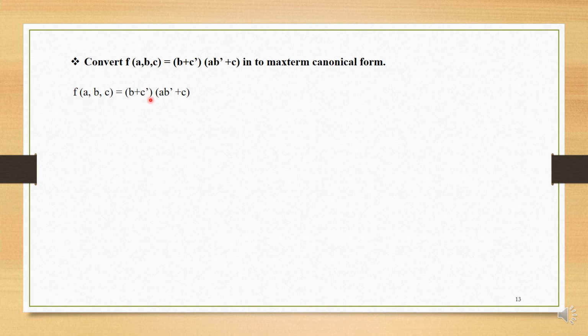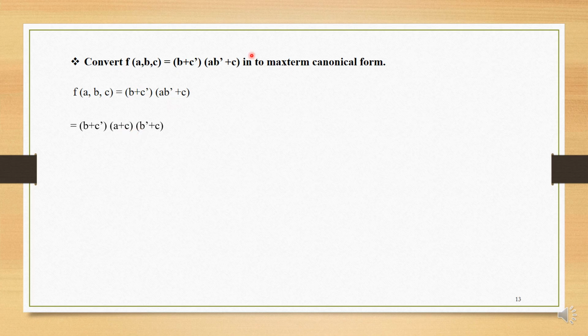So the given expression here is f of a comma b comma c equal to (b plus c bar) dot (a b bar plus c). Now you can apply the distributive law here and obtain the resultant expression as f of a b c equal to (b plus c bar), retain as it is here, and apply the distributive law. So you arrive at (a plus c) dot (b bar plus c).